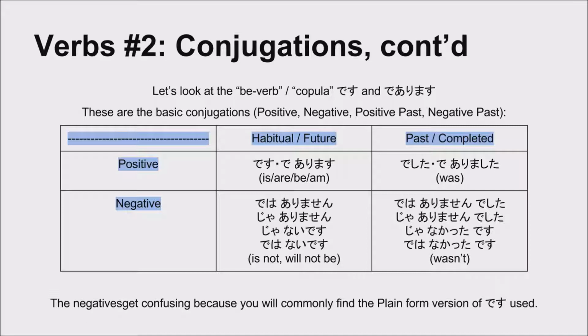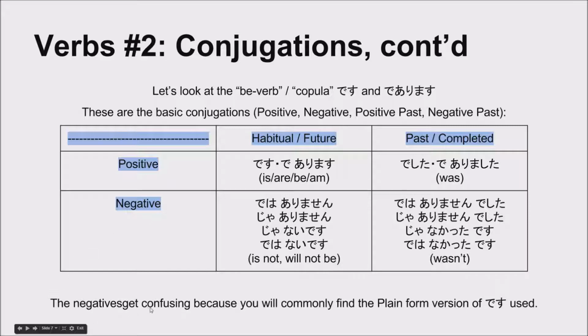Those are the conjugations for the verb des and de arimasu. So if you want to say, I am a chicken, 私は chicken です。I was a chicken, 私は chicken でした。I am not a chicken, 私は chicken ではありません。I was not a chicken, perhaps maybe I am now. 私は chicken ではありませんでした。That's how those 4 verb conjugations work with des.